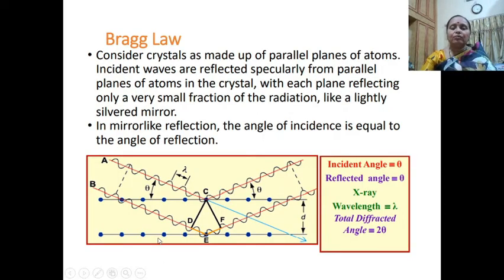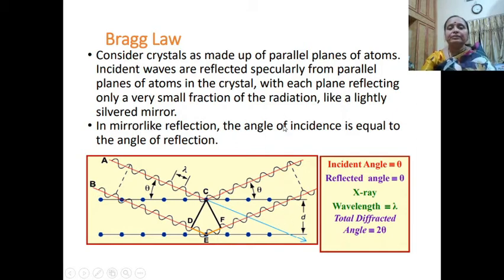Bragg's law. In Bragg's law, what are we going to do? We are going to consider that crystals are made up of parallel planes of atoms. The incident waves are reflected specularly from the parallel planes of atoms. If I consider AC to be the incident ray, it is going to get reflected along this plane, and BE is another one which is going to get reflected here.